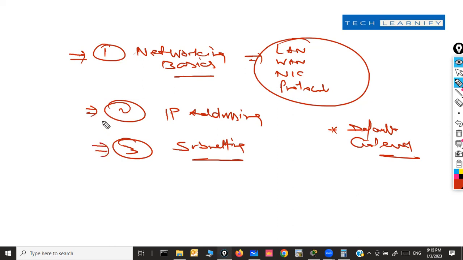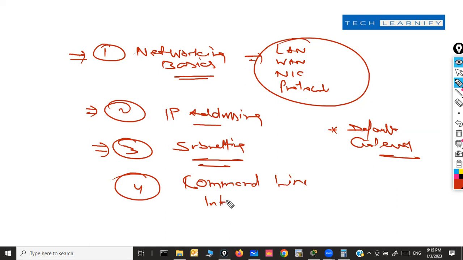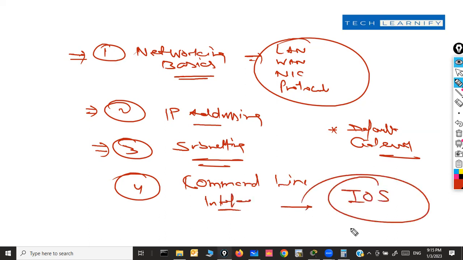I hope you all are now confident or familiar with all these three: networking basics, fundamentals, IP addressing, and subnetting. And the next topic would be giving some basic knowledge of the command line interface of Cisco router, because Cisco routers have a different operating system, technically known as the inter-network operating system, IOS.